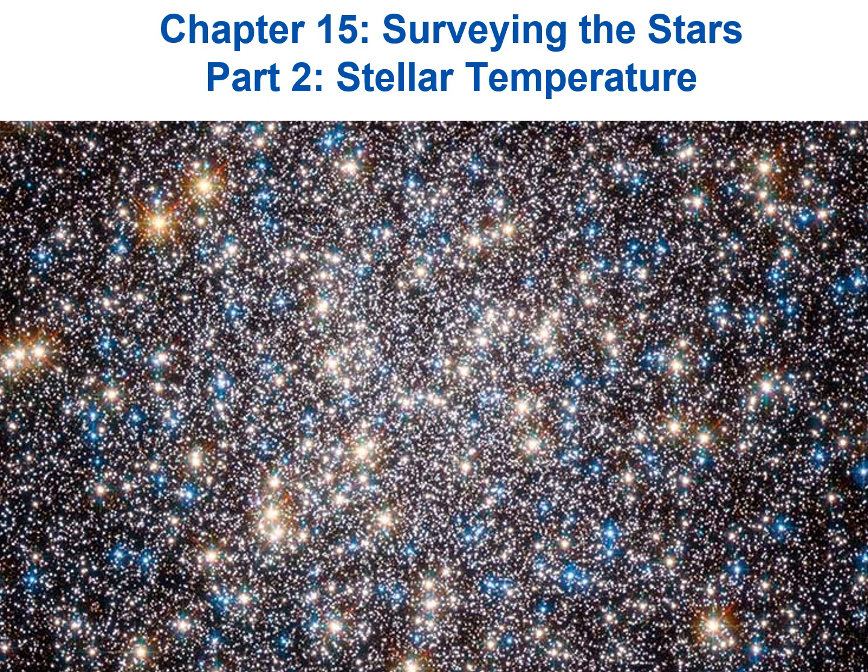Welcome back to Astronomy. In Chapter 15, we're looking at a survey of the stars. And this video is part 2. We're going to look at stellar temperatures. As you look at this picture of a cluster of stars, you see various colors. You see the blues and the oranges and whites. And these colors are indicative of their surface temperatures.